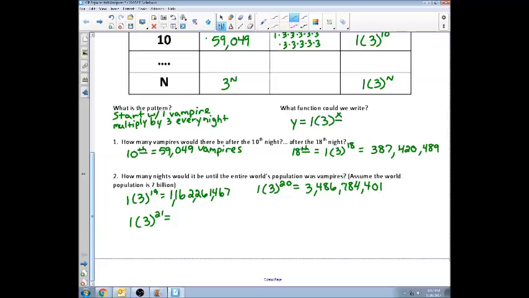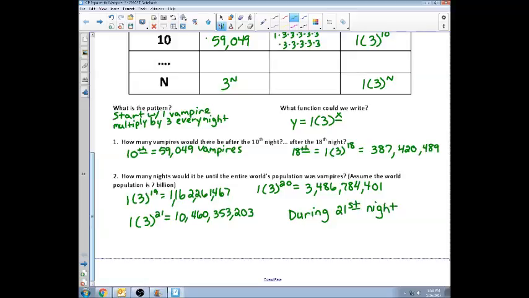Night 21. After night 21, I would have 10,460,353,203. So if there were enough people on the planet, there would be 10,460,353,203 people after just 21 nights. So when would the entire world's population be vampires? It would be sometime during the 21st night.